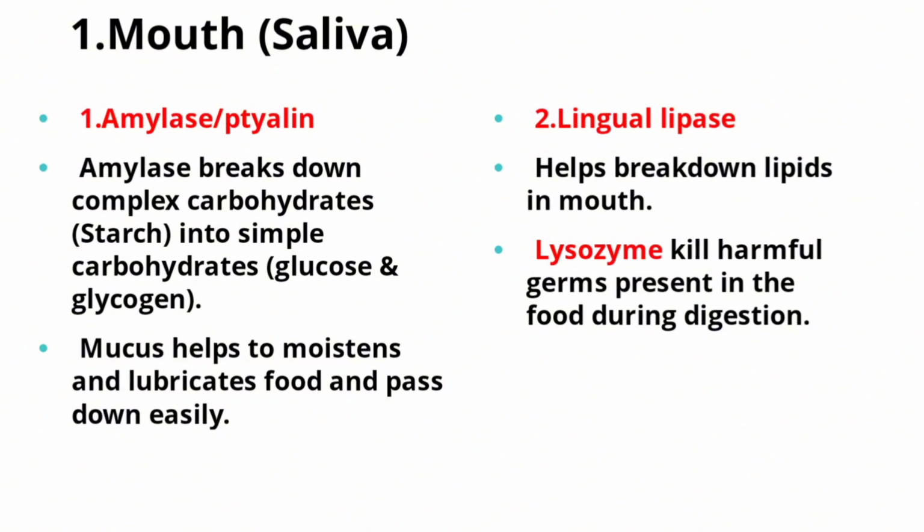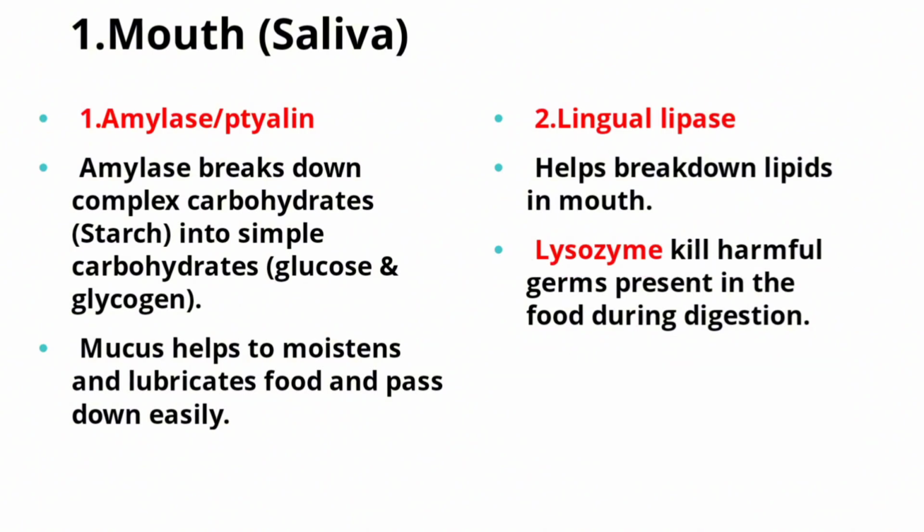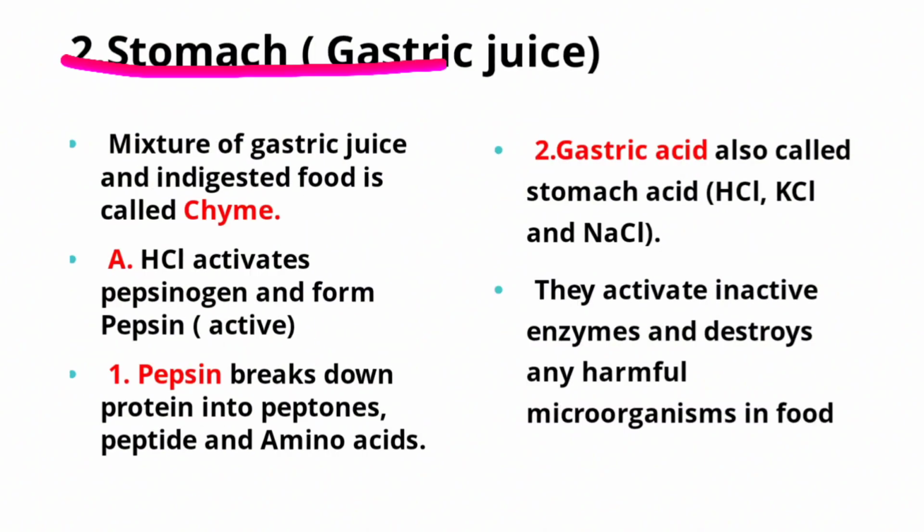The digestion of protein starts in the stomach. Also, saliva contains the enzyme lysozyme, which kills harmful germs present in the food during digestion. The second site is the stomach.